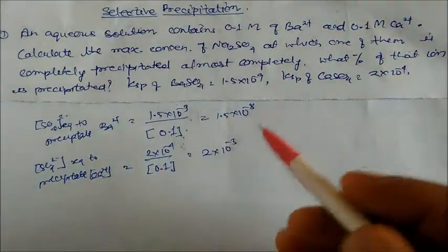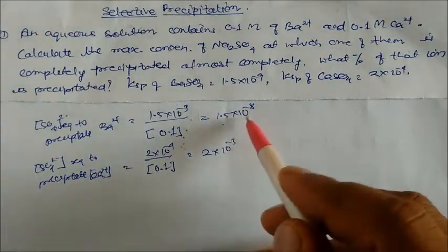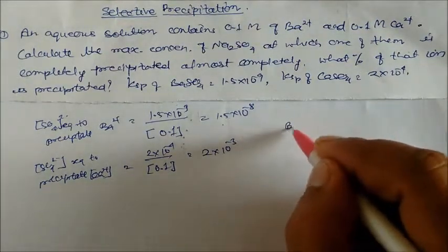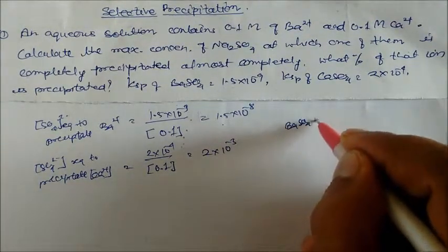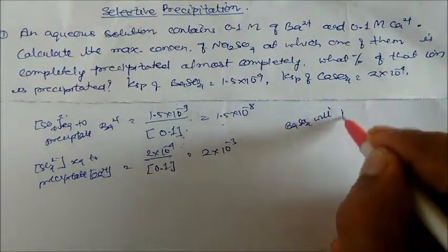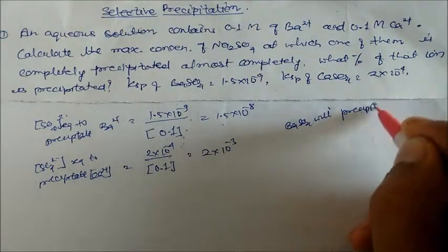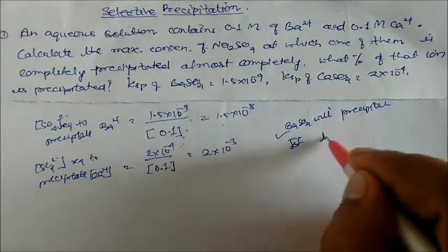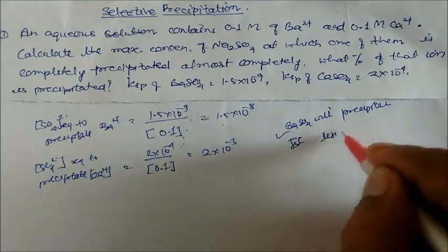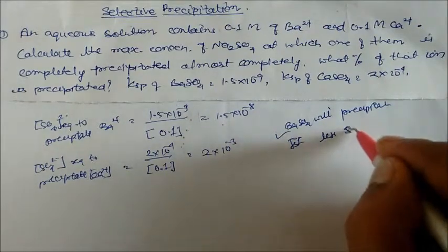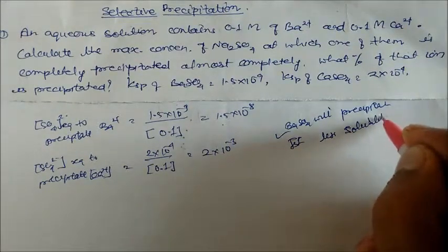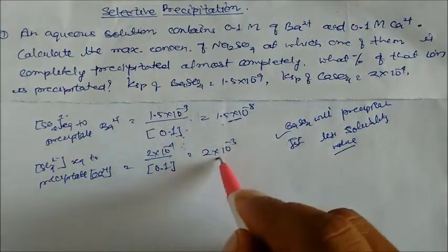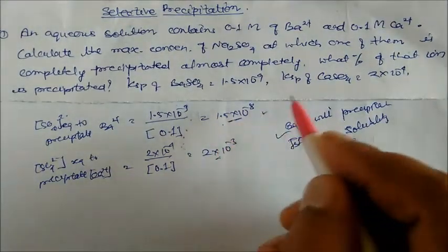We can compare the two: this is a lesser value and this is a greater value. This means that barium sulfate will precipitate first. Why? Because it has the lower solubility value. This is less and this is more, so definitely barium sulfate will precipitate first.